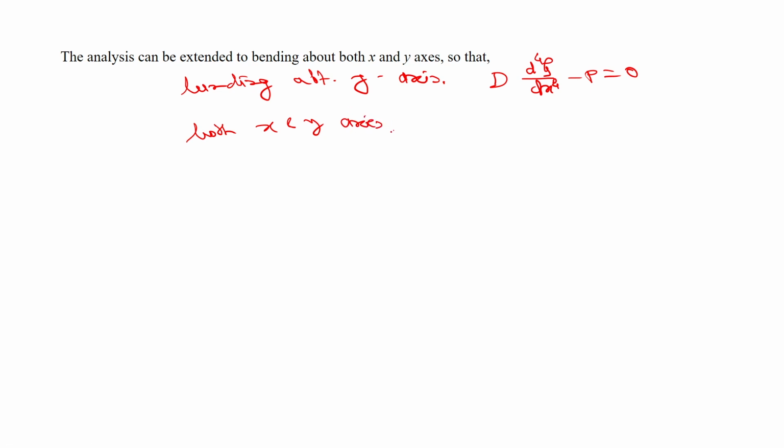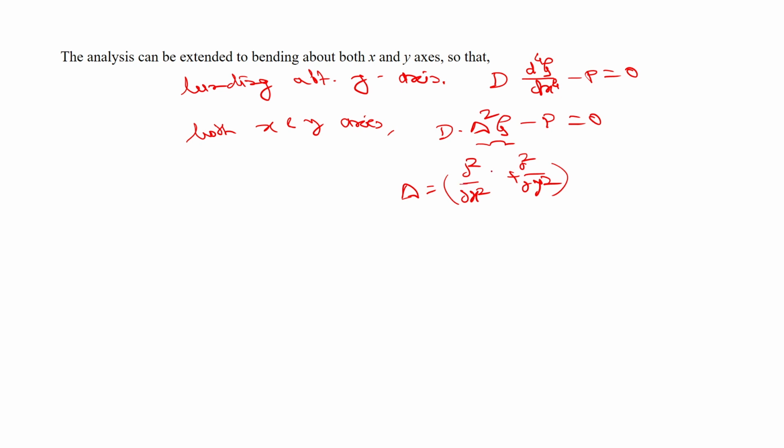So, this force balance equation will be then D Δ⁴ζ minus P equal to 0, and this quantity is what? This is ∂²ζ/∂x² plus ∂²ζ/∂y². This delta operator is equal to ∂²/∂x² plus ∂²/∂y², so that is all it is.